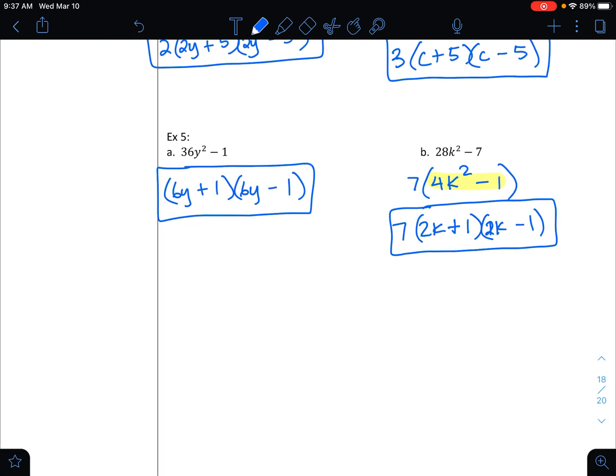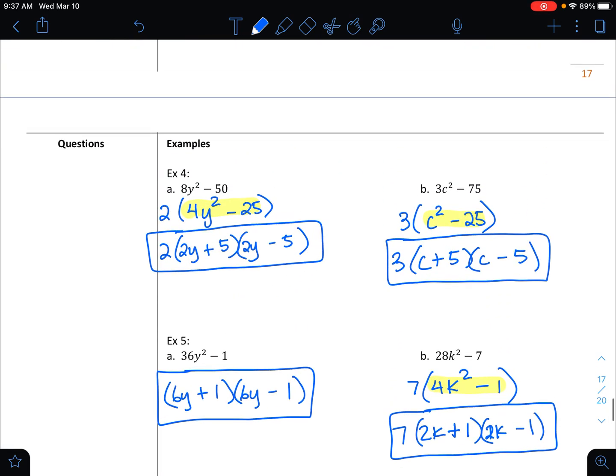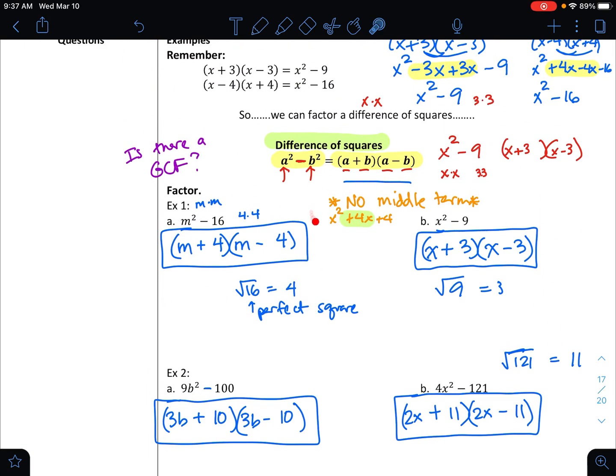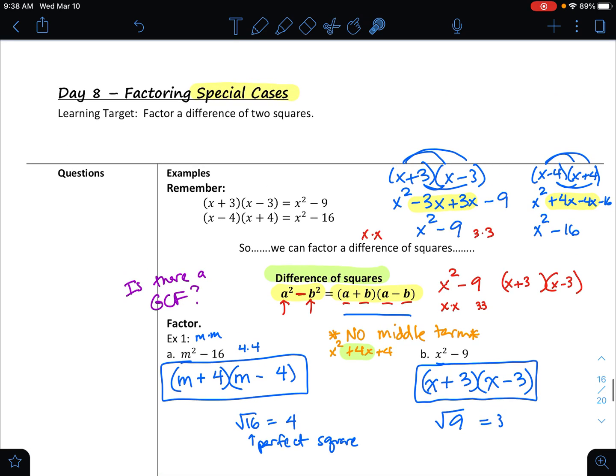Okay, so difference of squares can be very easy. You just have to recognize, I'm going to go back to the top. There is no middle term, and what I mean by that is there's no just a number times x. And you need perfect squares, like on this one, number 1. 1 and 1, 4 and 4, so I can do my difference of squares. Okay, if you have questions, please let me know.